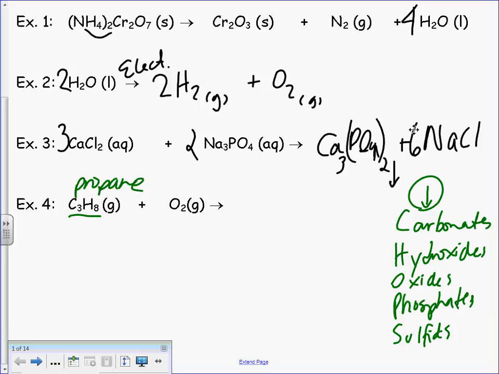So we've heard of methane, ethane, propane. Propane has 3 carbons: butane, pentane, hexane, and so forth. So combustion makes carbon dioxide and water, and we balance. How do you start off?